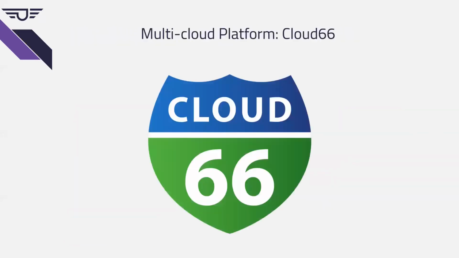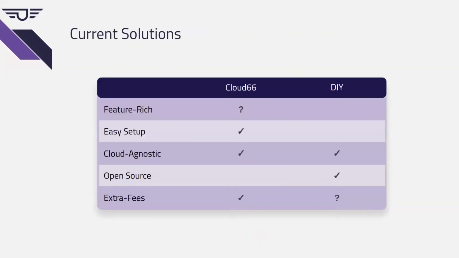Because of this, ACME decided to shop around a bit more and stumbled upon Cloud 66, a multi-cloud PaaS. However, it has its own limitations, so let's compare it to their DIY solution. Cloud 66 does have many useful features, but it's currently limited to Node.js and Rails applications. However, it is easy to set up and it is cloud agnostic.